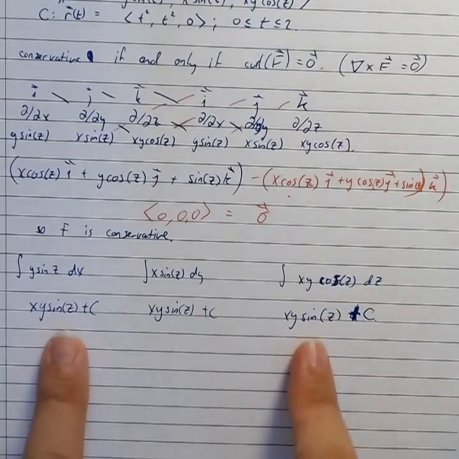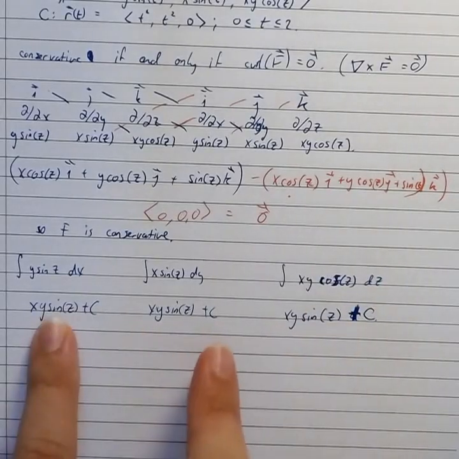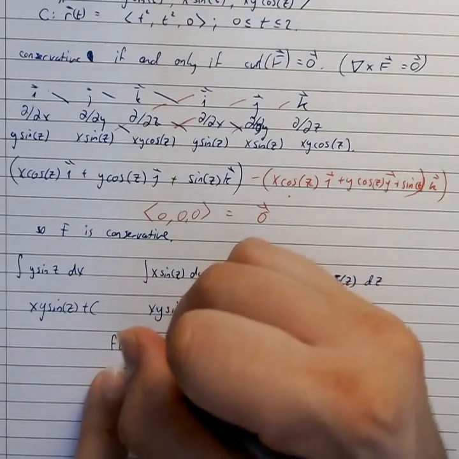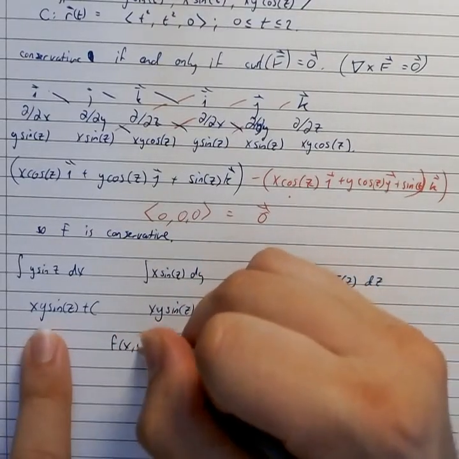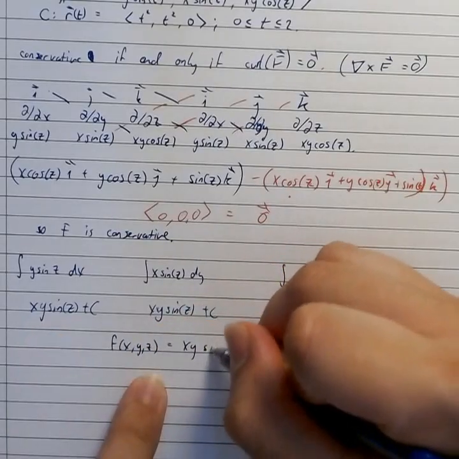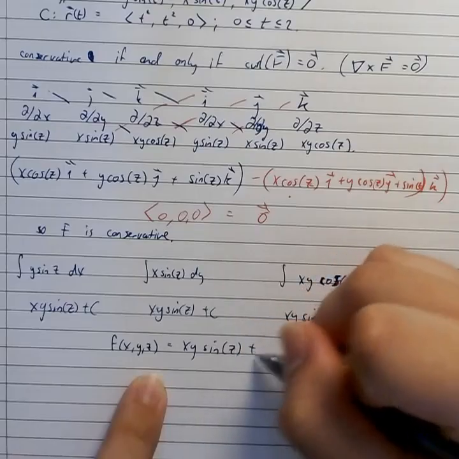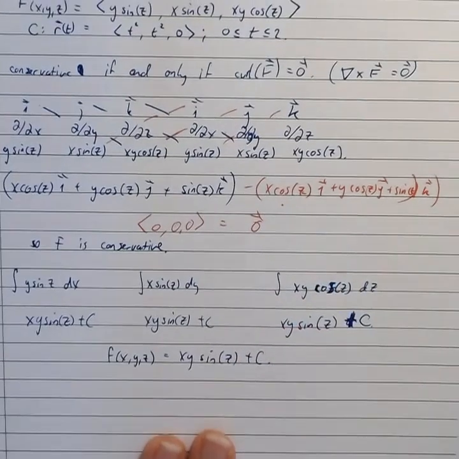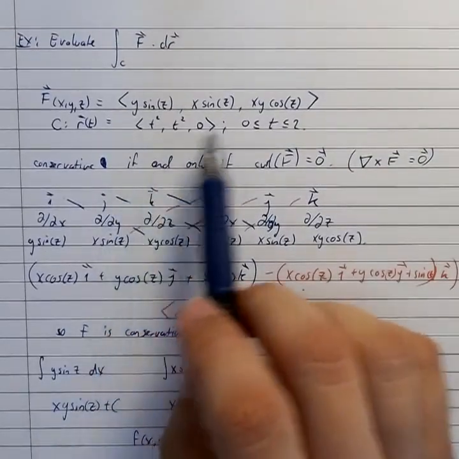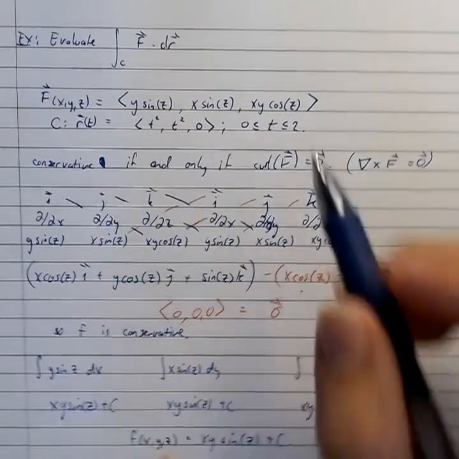And here, the union of these three is my potential function. Notice they're identical, so my potential function really is just xy sine of z plus a constant. Okay, so now we're just about done. We have our potential function. So now we just need to find our initial and our final points here.